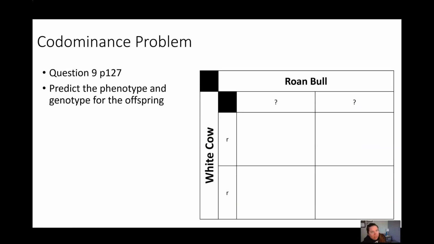So let's actually try a codominance problem here so we can see what this looks like. And we'll use our roan fur example. So let's go ahead and turn to page 127. And this is question 9.